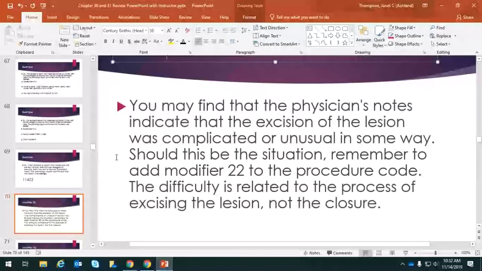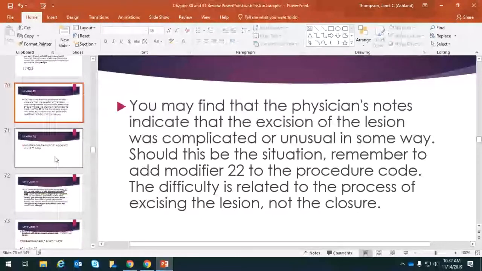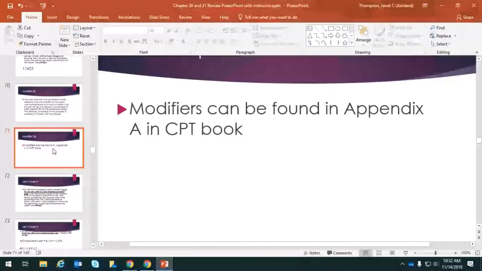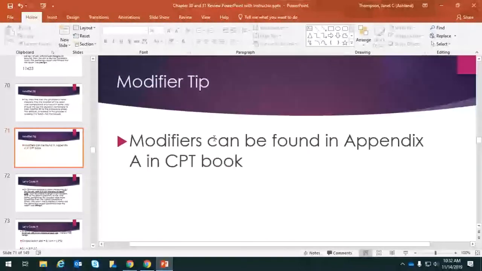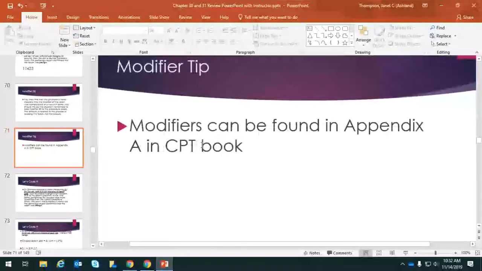Although I have heard this referred to as the Superman modifier, meaning that you'd have to be Superman to get insurance to pay for it. So you would have to have very extensive documentation to back up why you would need that extra reimbursement. Just another tip, modifiers can be found in Appendix A in the CPT book at the very back. There's no index on how to look up these modifiers. We only get to know them through practice in class.